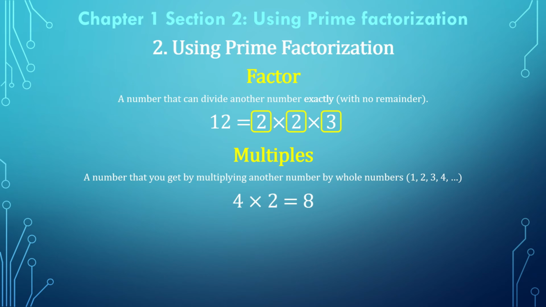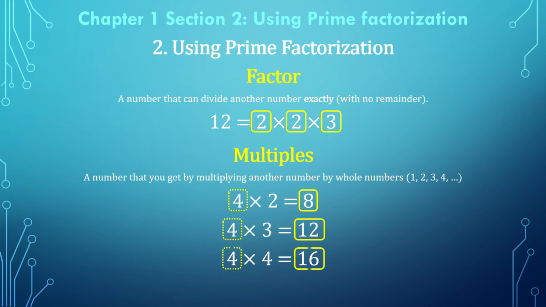A multiple is a number that you get by multiplying another number by whole numbers. For example, 4 times 2 equals 8. 4 times 3 equals 12. So you can say 8 and 12 are multiples of 4. Of course, 16 is also a multiple of 4.